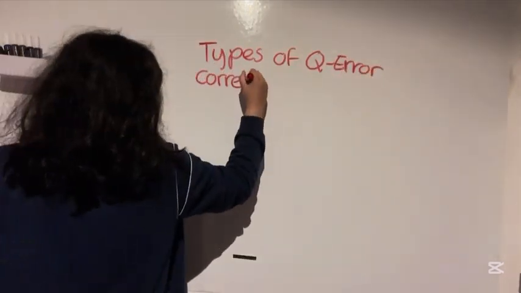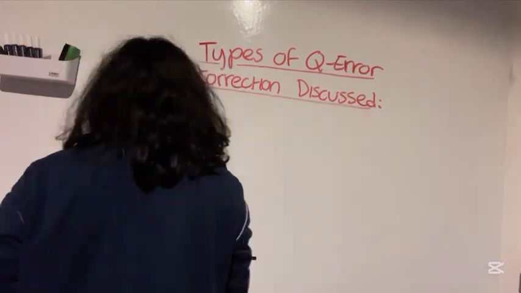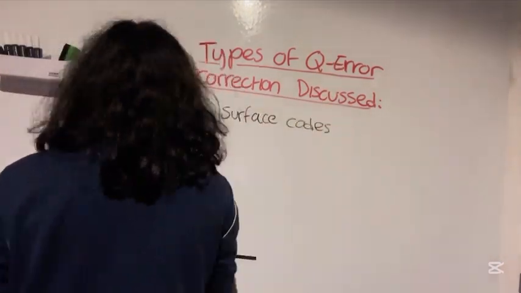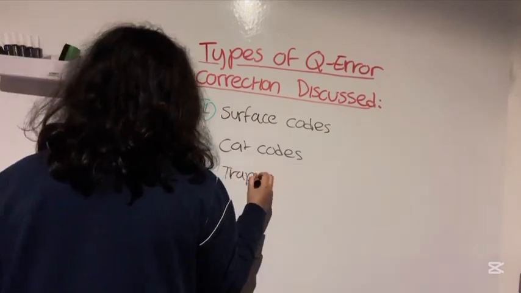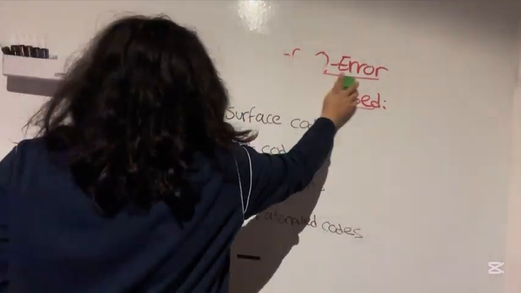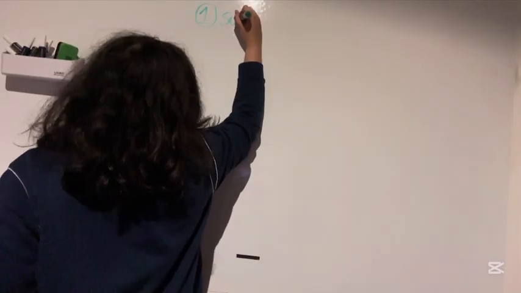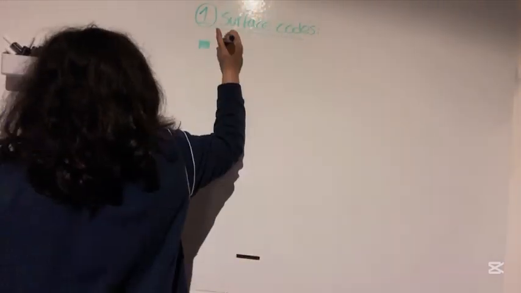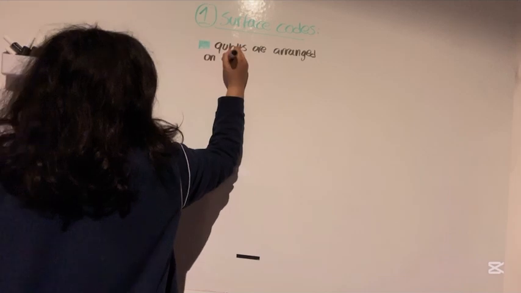So now we can finally get to the types of quantum error correction with this background. The types I'm going to discuss are the ones that quite frankly interest me the most, which include surface codes, cat codes, trapped ions, and concatenated codes. So let's start with the most common form of quantum error correction, which is surface codes.